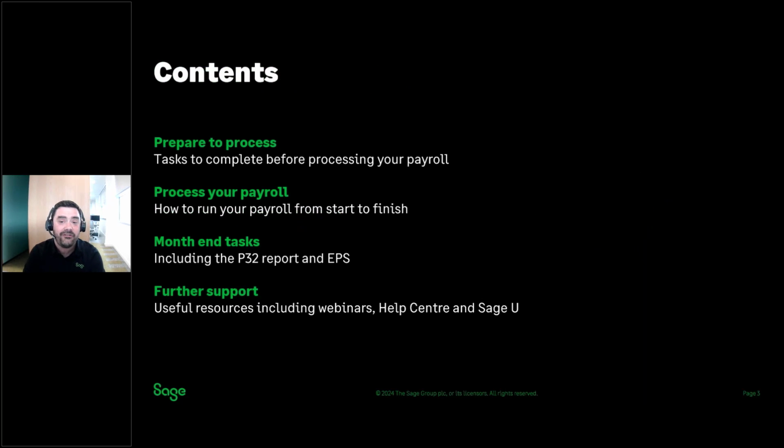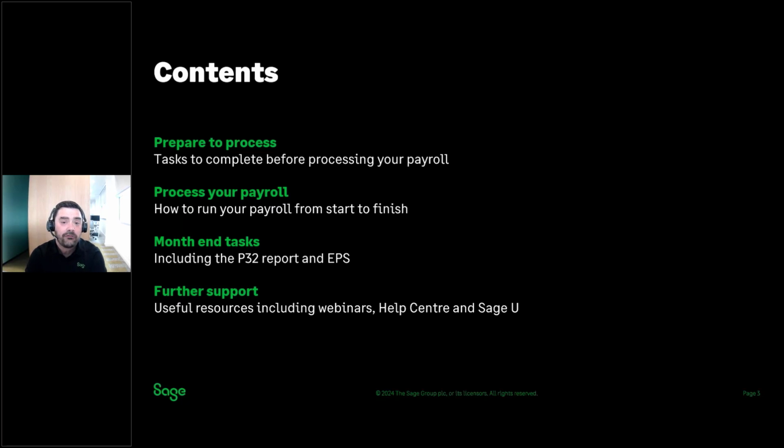Let's now take a look at what we're going to cover in the webinar. We're going to start with some steps to prepare to process your payroll. I'm going to run through 4 tasks to complete before you process the current payment run. We're then going to move on to get the payroll done, where we're going to take you through a typical pay run, start to finish, including the submission to HMRC, which is known as a full payment submission.